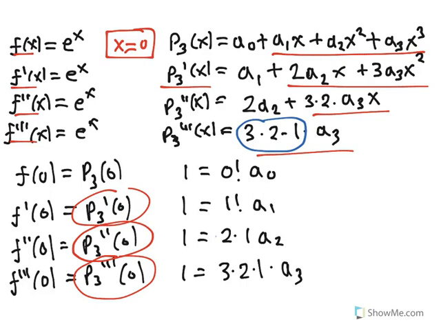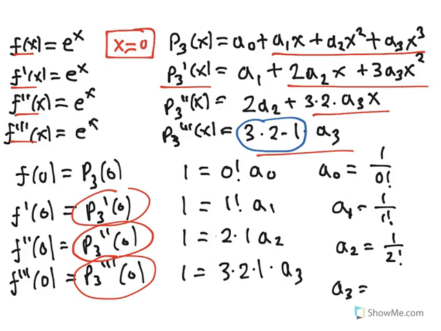So when you solve for the coefficients of our third degree polynomial, you get a sub 0 is equal to 1 divided by 0 factorial. A sub 1 is equal to 1 divided by 1 factorial. A sub 2 is equal to 1 divided by 2 factorial.